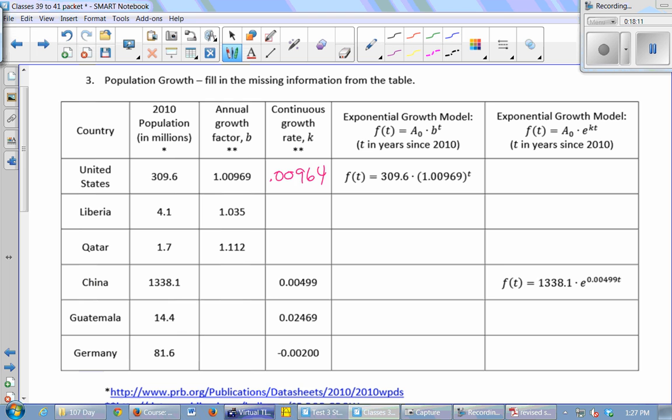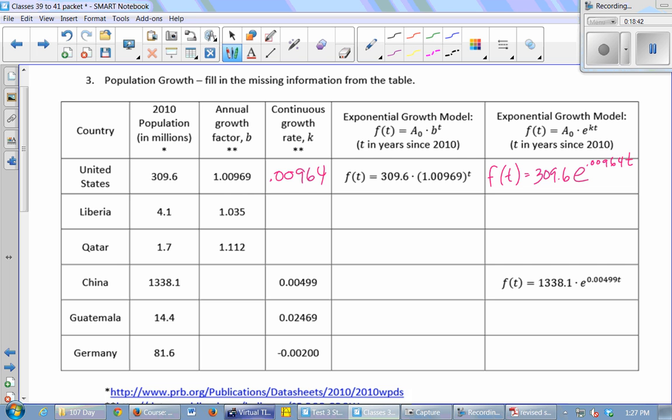So now I can write down my exponential growth model that has the k in it, my continuous growth model. So this would be f of t equals 309.6 e to the 0.00964 t. Does that make sense?